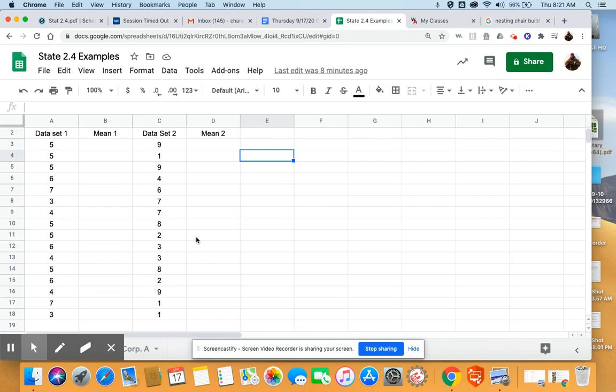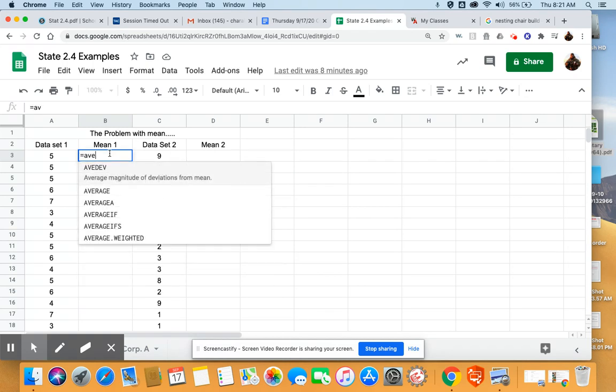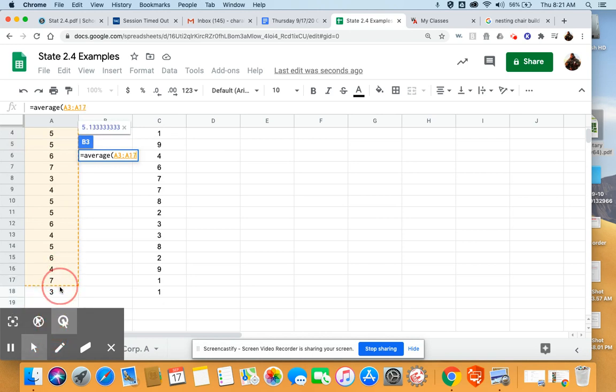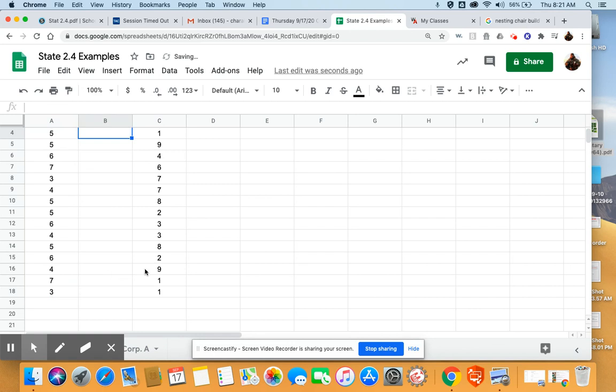And I've titled this up above here, the problem with mean, the problem with average. So if we take data set 1 equals average, highlight this data set 1. Find that data set has an average of 5.